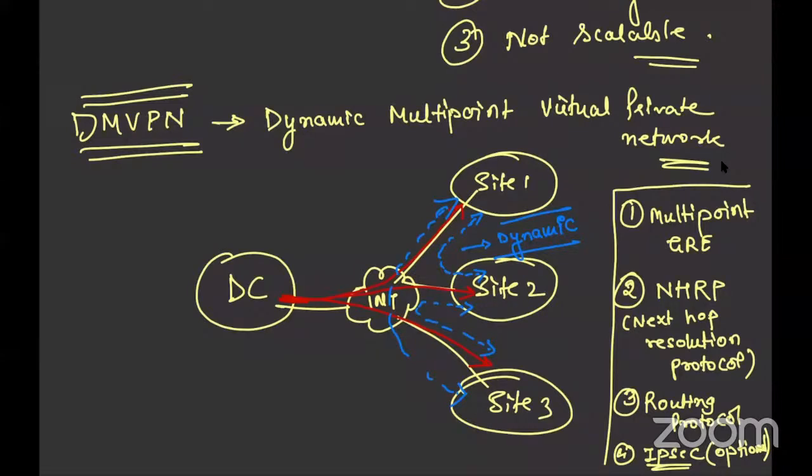Now we're going to understand how it works, how these tunnels are built, and how your traffic flows. If site 1 wants to communicate with site 2, will your traffic go via the data center, or directly over the internet from site 1 to site 2? This is what we're going to see now.